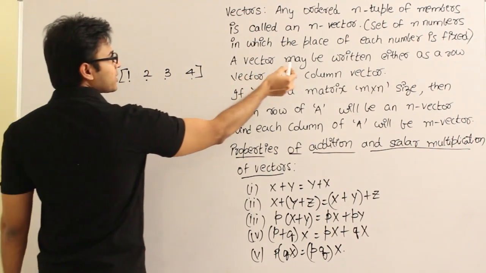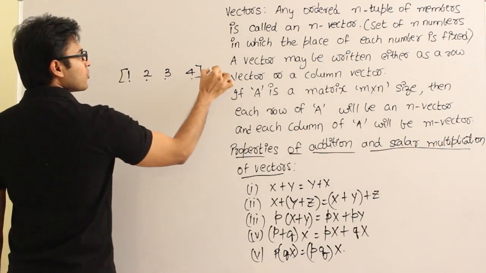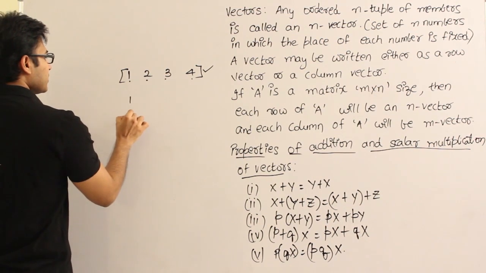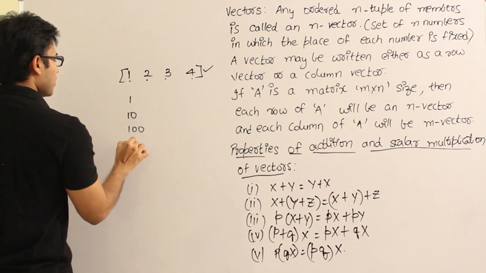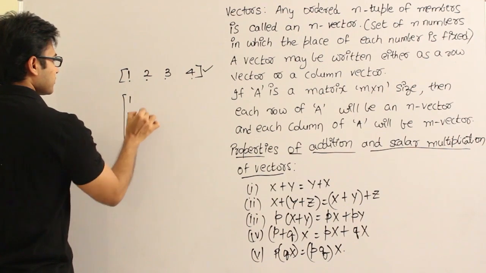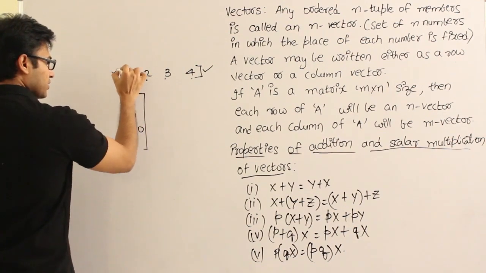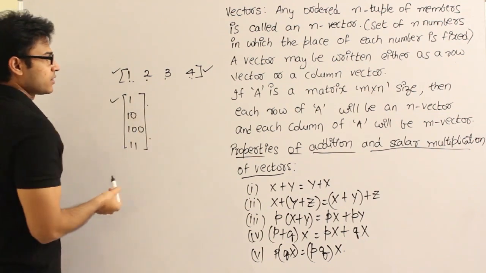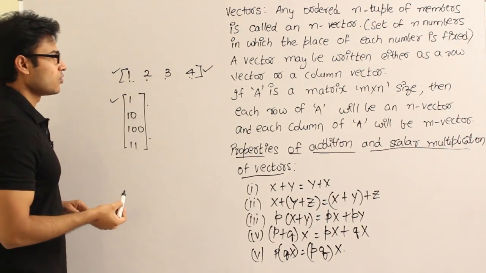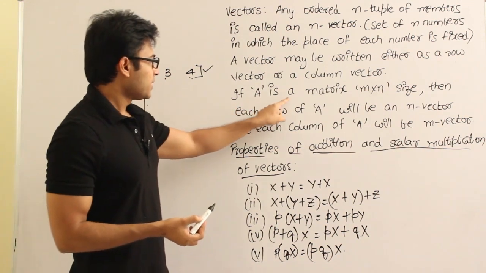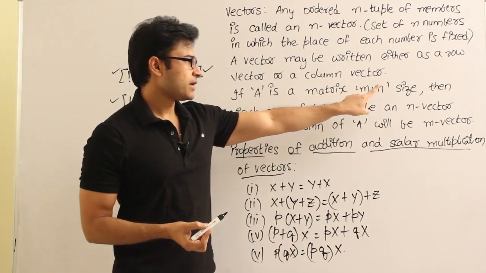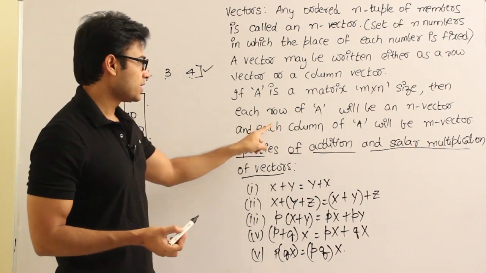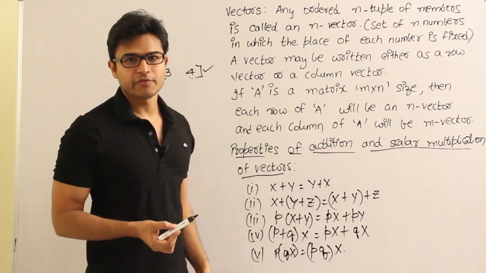A vector may be written either as a row or a column vector. This is a row vector and this is a column vector, and both are 4-vectors because the size of each one is 4. If capital A is a matrix of size m by n, then each row of A will be an n-vector and each column of A will be an m-vector.